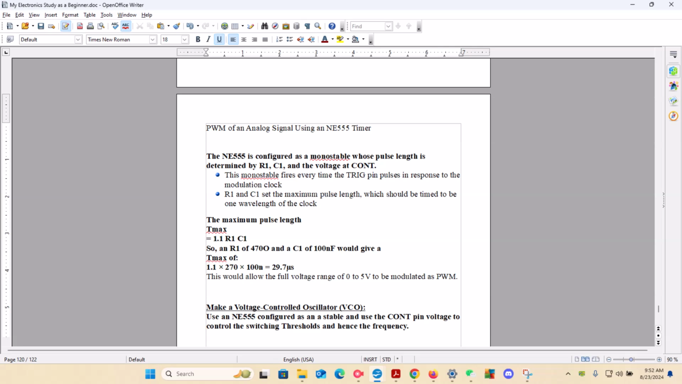The maximum pulse length is the timing maximum, which is equal to 1.1 times resistor 1 times capacitor 1, or R1 times C1. So an R1 of 470 ohms and a C1 of 100 nanofarads would give a Tmax of 1.1 times 270 times 100 nanofarads equals 29.7 microseconds, because we're looking at this in terms of time. This would allow for the full voltage range of 0 to 5 volts to be modulated at PWM.